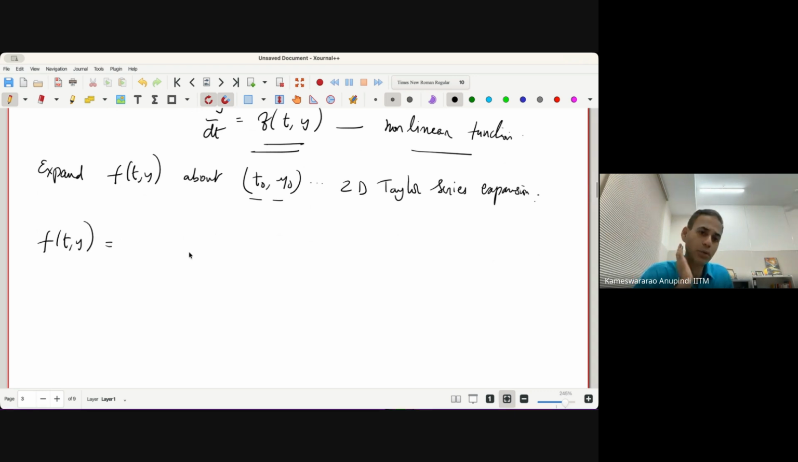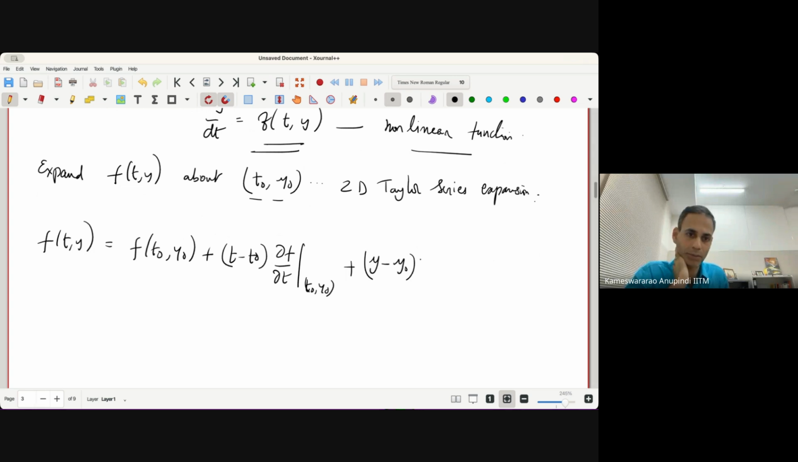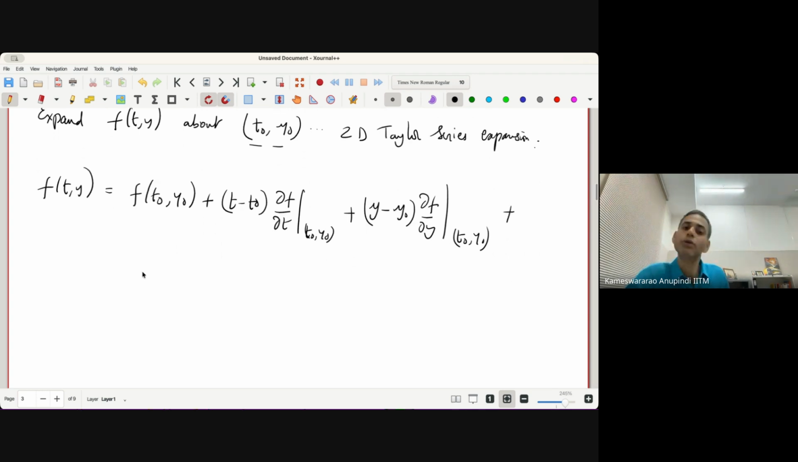So what would be f of t, y? F of t, y is going to be f of t0 comma y0 plus, in the case of xi and xi plus half, we wrote xi plus half minus xi, that is h by 2. Here I have t and t0, so I can write this as t minus t0 times partial f by partial t evaluated at t0 comma y0, then plus y minus y0 times partial f by partial y evaluated at t0 comma y0, plus the higher terms, which are the h by 2 or t by 2 terms.